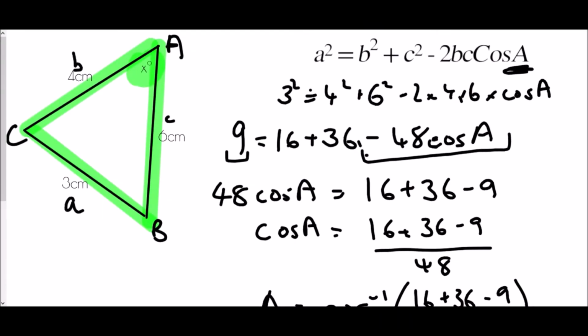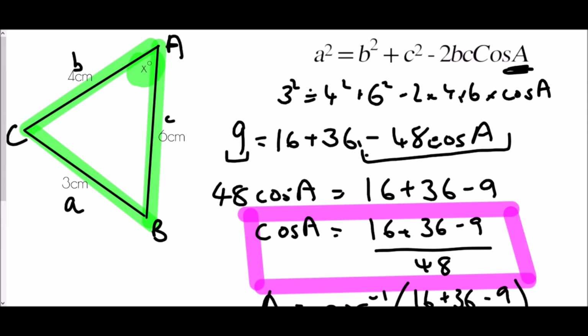Okay, so just before we move on to the next example, I just want to point out this piece of our previous working out. Cos A equals 16 plus 36, take away 9 over 48. Now, this is actually just the rearranged version of the formula that I showed you right at the very start. Because 16, well, that is b squared. 36, well, that is c squared. 9, well, that is a squared. So we have our b squared plus c squared take away a squared. And the bottom, the 48, well, that was from 2 times 4 times 6. So 2 times b times c.